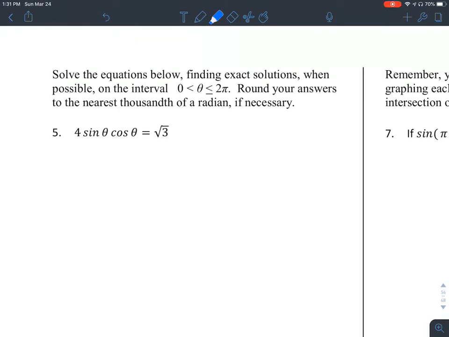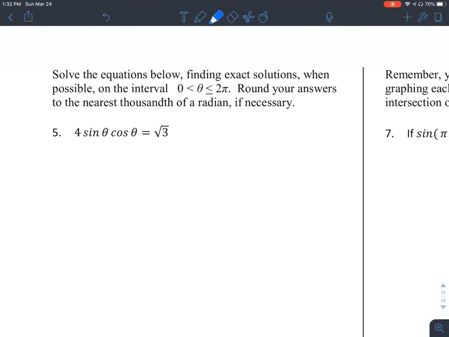Next set of problems. Solve the equation below, find exact solutions when possible. So if it's not possible, we're going to have to round, from the interval from 0 to 2 pi. So let's see what happens with this. Hopefully you recognize that if we get everything on the same side here and set it equal to 0, there's no factoring that could happen. There's no GCF. Nothing good's going to come of that.